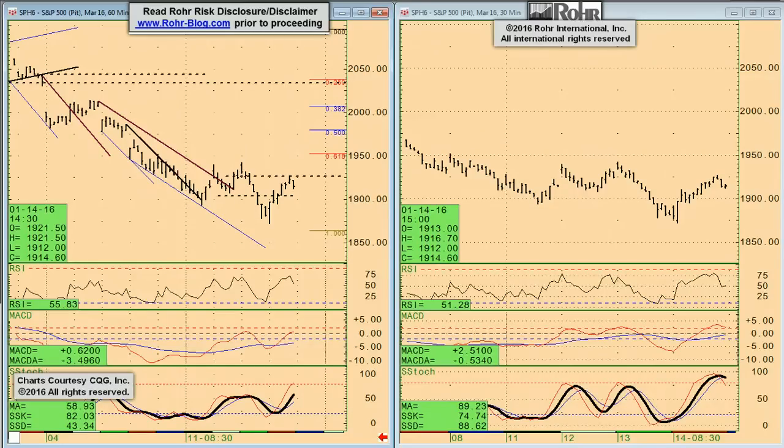oil, slipping back below $30 a barrel. And what has this actually meant to the market, and especially what has the continued weakness of oil and commodities meant? Well, the S&P 500 future is off $30 at 1884.